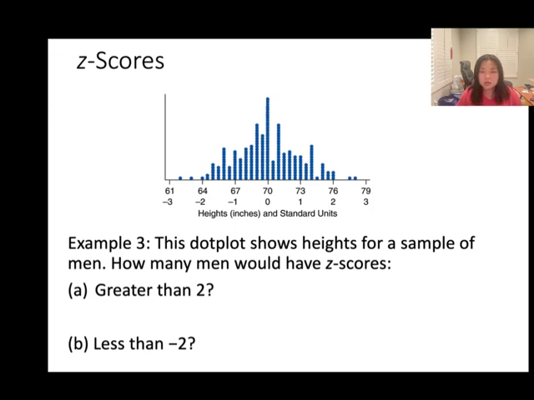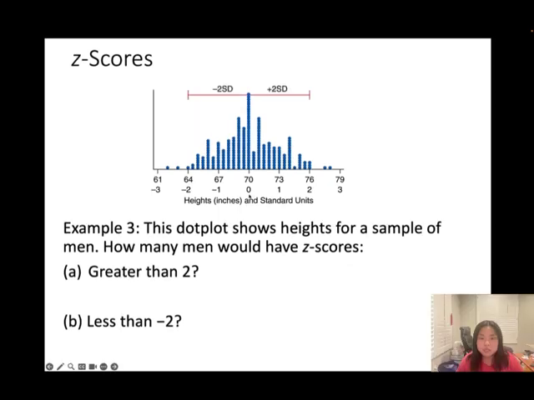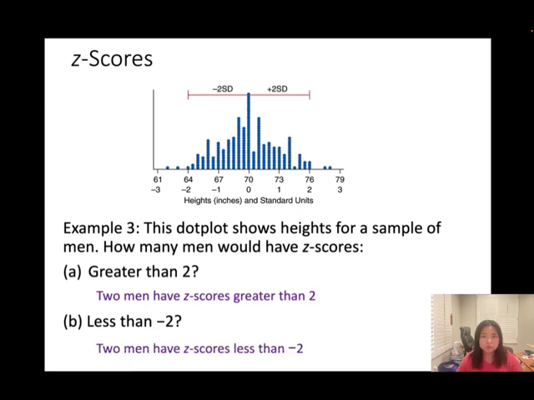Example 3. The dot plot shows the height of a sample of men. How many men would have a Z-score greater than 2 or less than -2? Try to do it by yourself. Okay, check your work. Z-score equal to 2 means this is 2 standard deviations above the mean. So you can count 1, 2. 2 men have a Z-score greater than 2. Okay, less than -2, less than this one, we still have 2 here. 2 men have Z-scores less than -2.